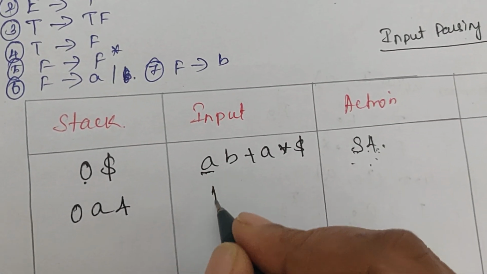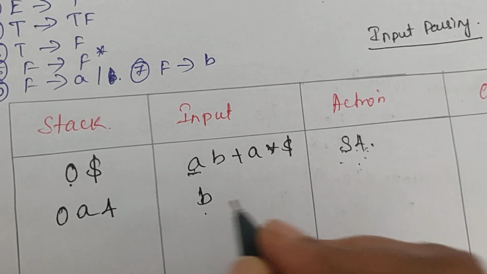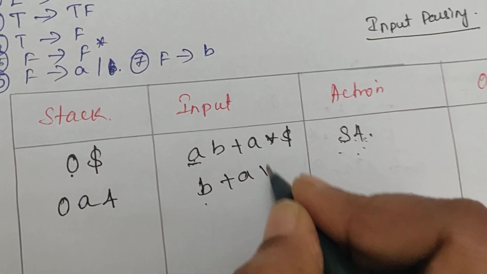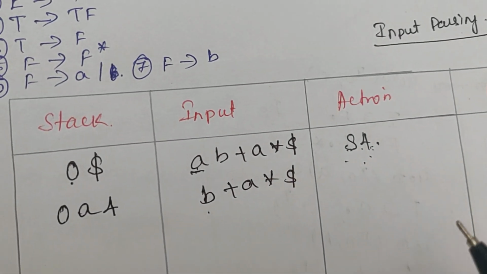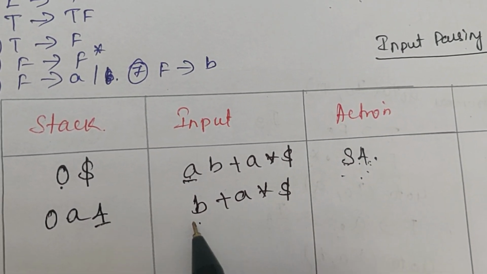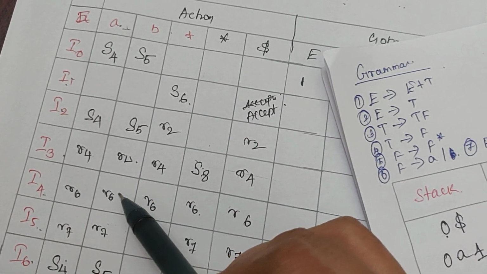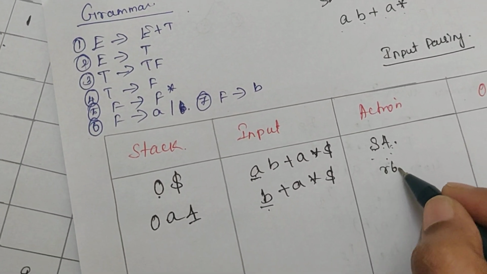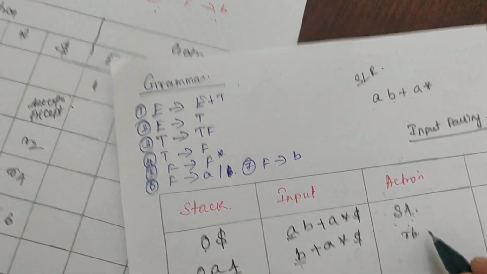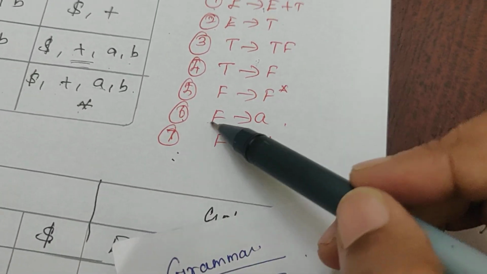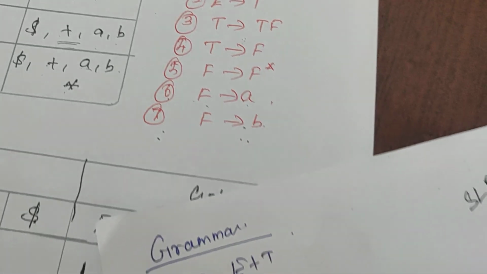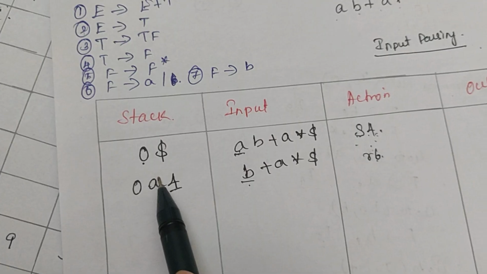And you will have B. A is being shifted over here, so I have B alone here, B plus A star and dollar. Now we look into 4 on B. I4 on B is reduction of 6, so it is R6. What is R6? It is F tends to A. So I should reduce A as F. I have A here, and I should reduce it as F.